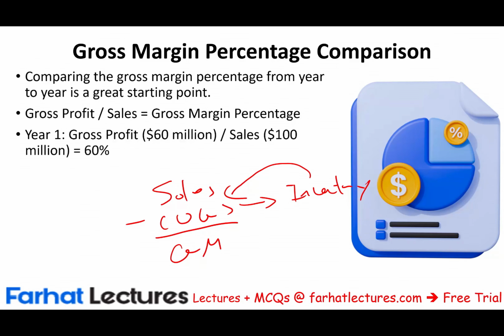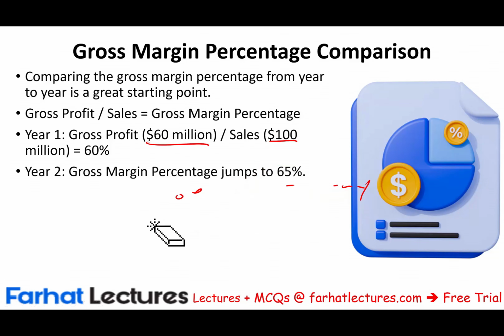So we want to know, what is the relationship between sales and cost of goods sold? For example, let's assume year one, where the prior year gross profit was 60 million and sales is 100 million. If we take gross profit or gross margin, we're using them interchangeably here. If it's 60 million divided by 100 million, that's going to give us gross profit margin for year one, 60%. Now, if we look at year 2 and we notice that gross margin percentage jumped to 65%, that's a substantial increase. We need to ask ourselves what happened.